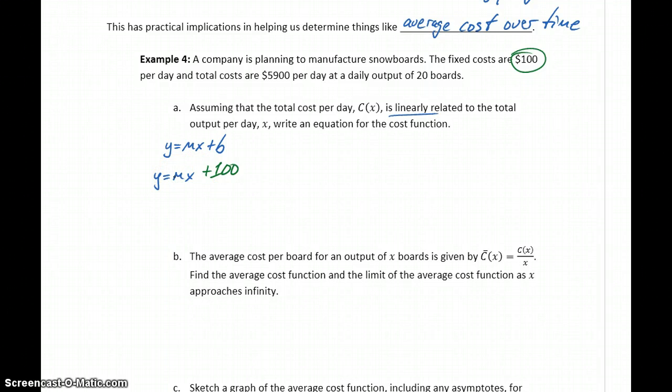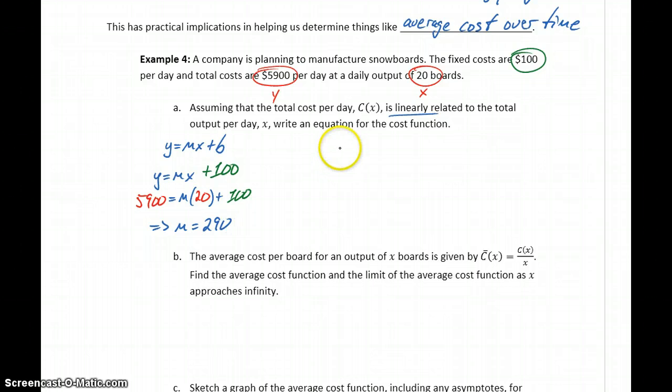But that doesn't give us our slope. So to get our slope, what we can do is look at the fact that we know total costs should be $5,900 a day with an output of 20 boards. So that means our total cost, y, with a production level of 20, would allow us to make some substitutions here to write this as 5,900 equals m times 20 plus 100. And then from there, we can solve for m. So we would subtract 100, divide by 20, gives us a slope of m equals 290. So this gives us a cost function, c of x, equal to 290x plus 100.